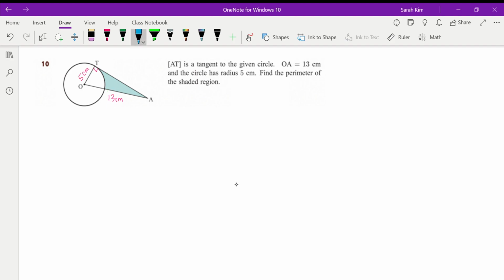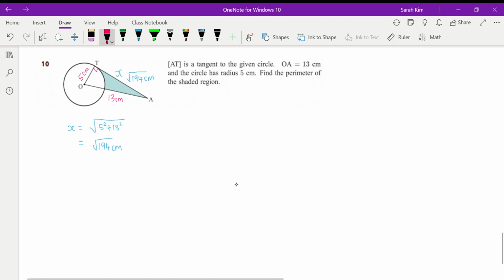It's easy to find that length, TA, so let's just use Pythagoras' theorem. So x will be the square root of 5 squared plus 13 squared. I might just leave it in that notation so it's not in decimal form, so it's more accurate. So that is the square root of 194 centimeters.